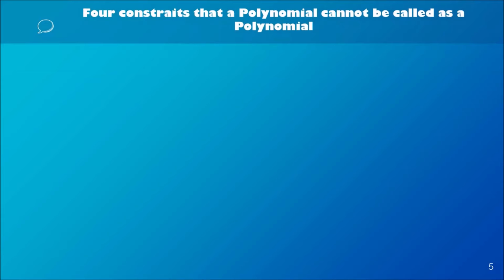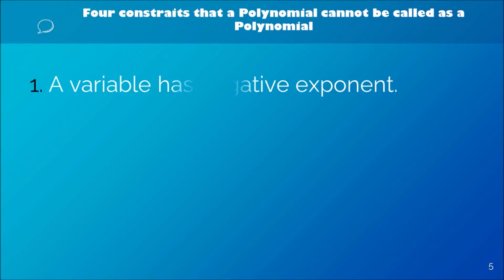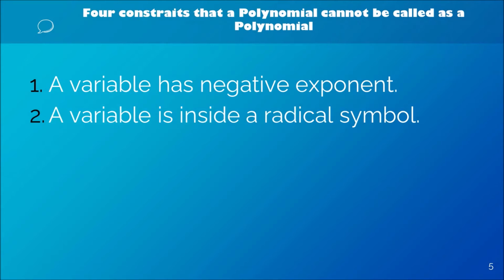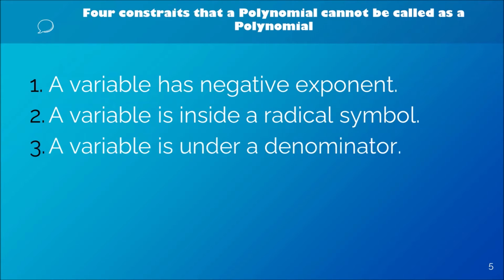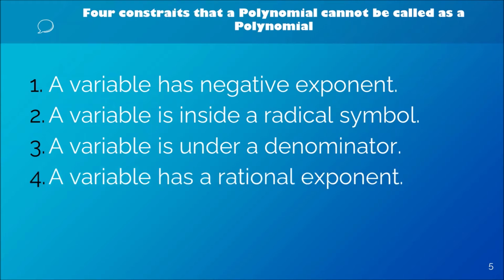There are four constraints where an expression cannot be called a polynomial. First, if a variable has a negative exponent. For example, x raised to the power of negative 2 is not a polynomial. Next, if a variable is inside a radical symbol, for example, square root of x is not a polynomial since the variable is inside the radical symbol. Third, if a variable is under a denominator, for example, 1 over x is also not a polynomial. Fourth, if a variable has a rational exponent, for example, x raised to the power of 1/2 is not a polynomial.